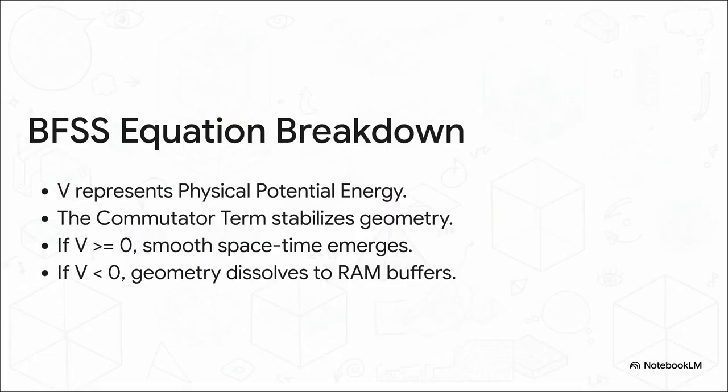Let's really look at the math here because it is absolutely beautiful. The BFSS equation states that V, the physical potential energy of our system, equals -1/4 the trace of the commutator term squared. Now that commutator term, the x super i, x super j inside the brackets, that is the ultimate stabilizer. If those matrices commute, meaning the potential energy is greater than or equal to 0, boom, we get the smooth, continuous spacetime we live in.